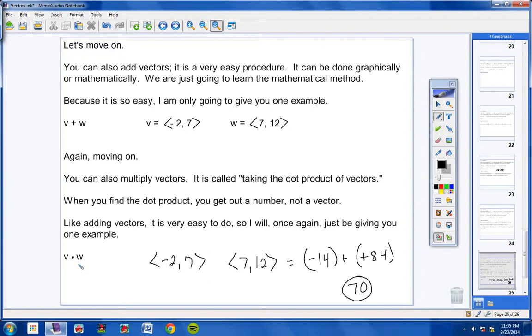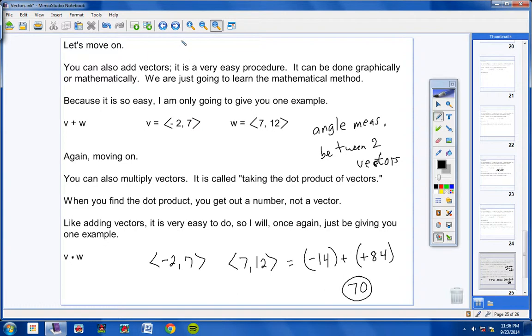Now, Mr. Earhart, is that kind of a waste of time? What does that do for us? Well, you're going to learn later in pre-calculus, if you take that class, that the dot product does a lot of things for you. One thing that it does is it helps you find the angle measurement between two vectors. And it does some other things also that are really helpful and really neat. But for right now, we're just going to be learning how to add vectors and how to find the dot product of two vectors.